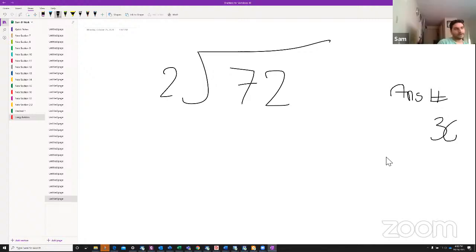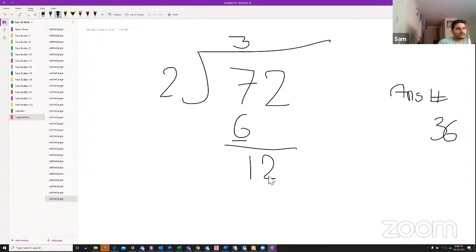46. Let's work on that one. So we have a 72. The first digit is 7. If you divide 7 by 2, it's going to be 3. 3 times 2 is going to be 6. Then if you subtract that, 7 minus 6 is going to be 1. You drop down the 2.